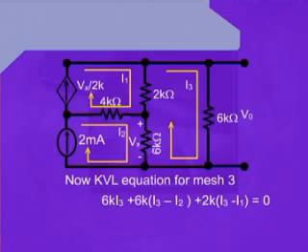starting from 6 kilo ohm resistance, we write 6K I3 plus 6K (I3 minus I2) plus 2K (I3 minus I1) equals to 0.